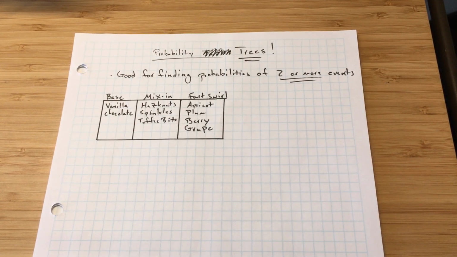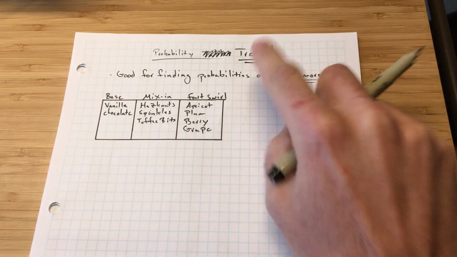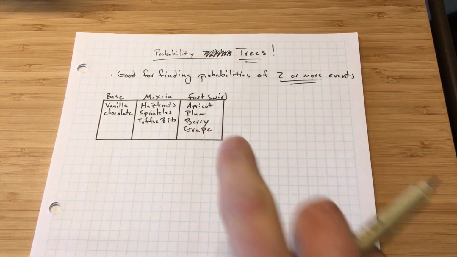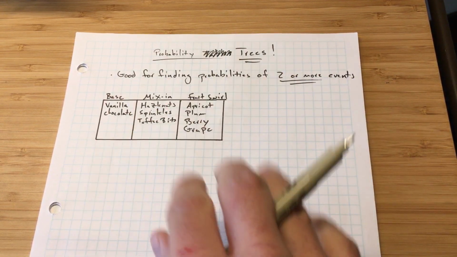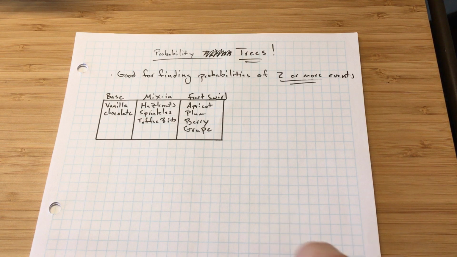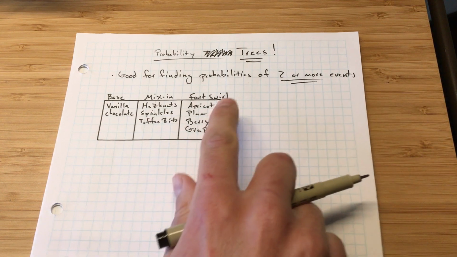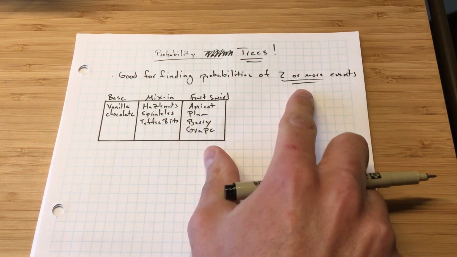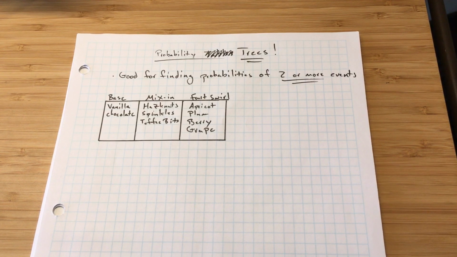All right, so in this video, I'm going to show you how to make probability trees. I wrote tables again on this one originally. The other day we saw probability tables. That was good for when you had two events that you wanted to know the probability of one and the other happening. Probability trees are good for finding probabilities of two or more events. So it'll still work for two, just like a table.